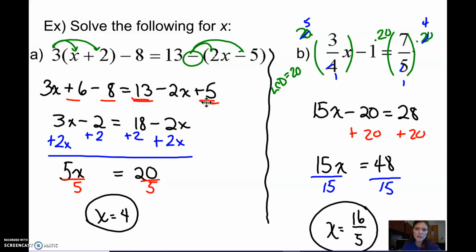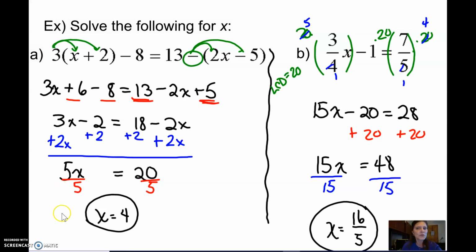The general strategy then is to combine any like terms on either side so that we end up with at most one variable term and one constant term, or numeric term, on either side. Then, on this one here, I'm going to add positive 2 to both sides to move the numeric part over to the right side. At the same time, I'm going to add 2x to cancel out the minus 2x on the left-hand side. Then the last step is almost always divide. Not always, but it is often.